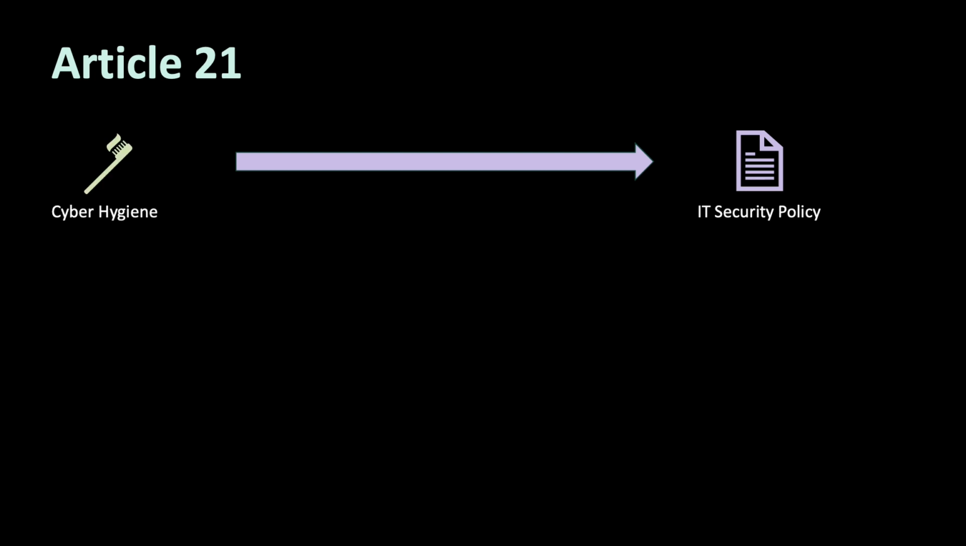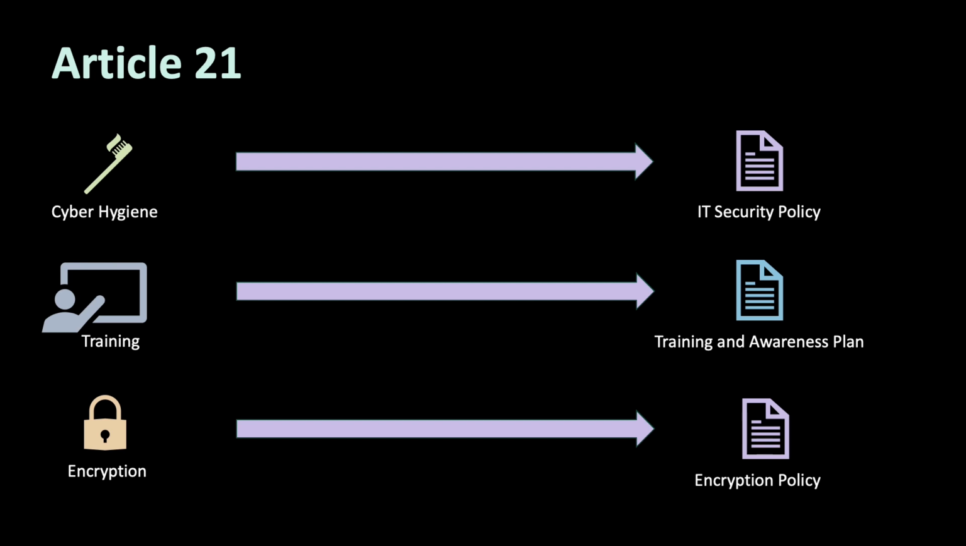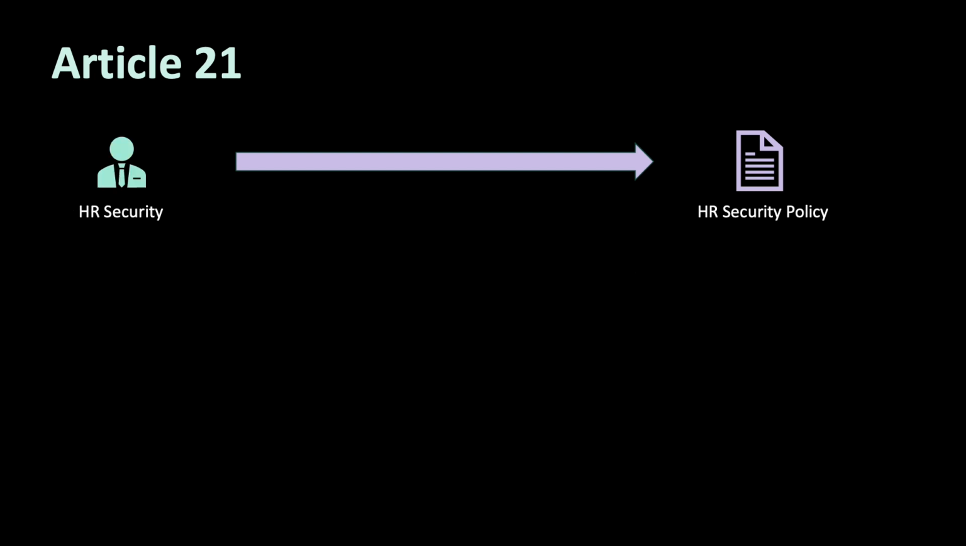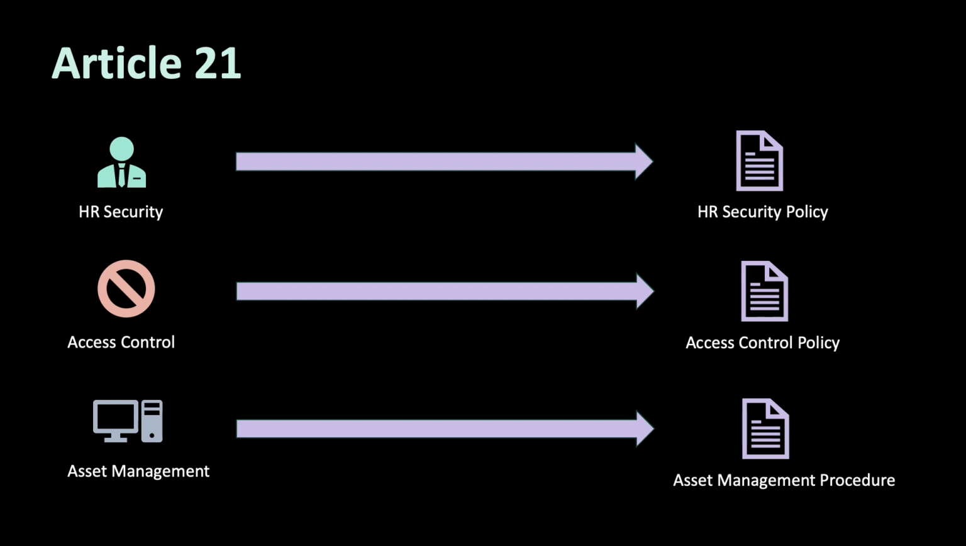Basic cyber hygiene practices. There you have an own IT security policy. Cybersecurity training, which I will cover in the next part of this series, again going back to the training and awareness plan we had previously. Encryption policy, have an own policy. HR, so human resources security, again a separate policy. And access control, also a separate policy. Asset management is documented through the asset management procedure and of course an inventory.